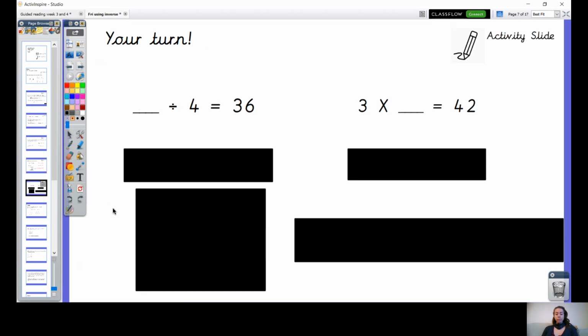So your turn. I'd like you to have a go at both of these problems in your book, and then we'll go through them together. So pause the video, off you go.